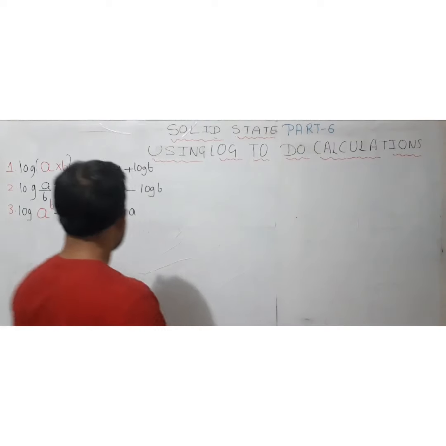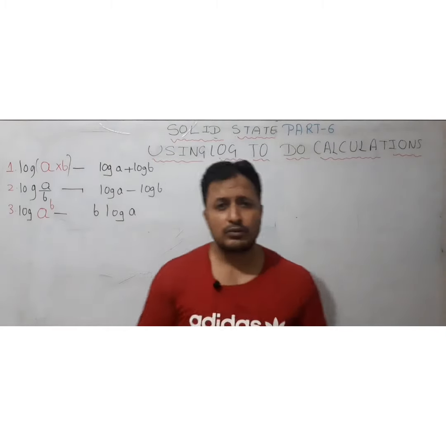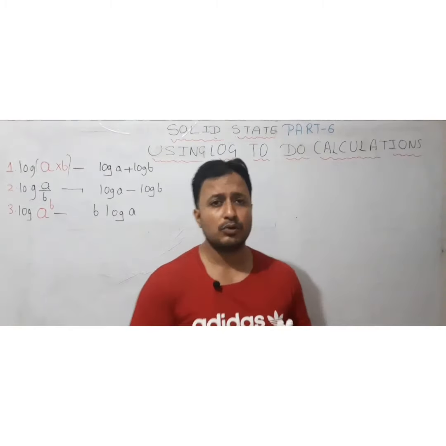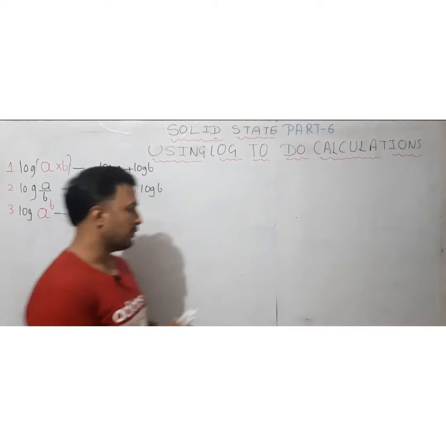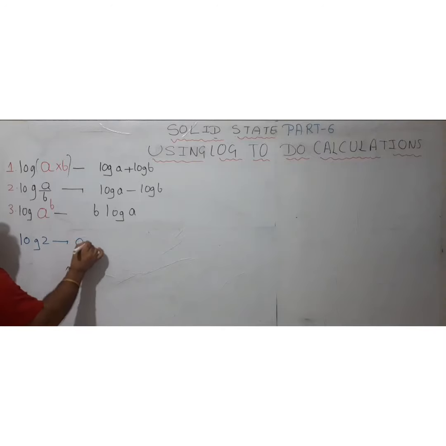Okay, but you can remember some log values of very small quantities like log 2, log 3, log 5. You can always remember. Here all bases are 10. So suppose you are using log 2, then log 2 will always be equivalent to 0.3010.